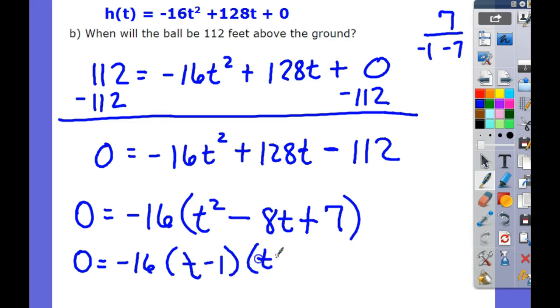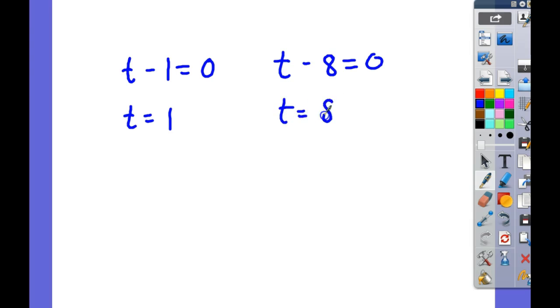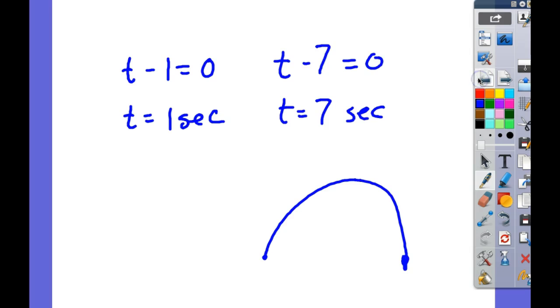t minus 1, t minus 7. The 16 cannot give you an answer. t equals 1, t equals 7. Yes, I miscopied it from the previous board, didn't I? Why are there 2 answers? Because the ball is going to start on the ground and go down to the ground again, and it'll hit 112 1 second after the kick, and again over here 7 seconds after the kick.